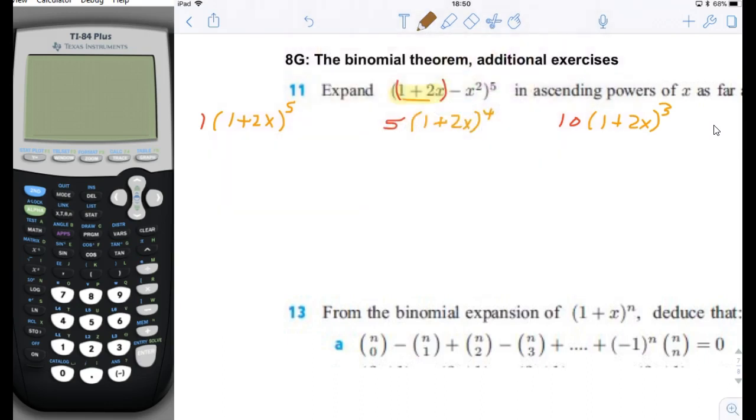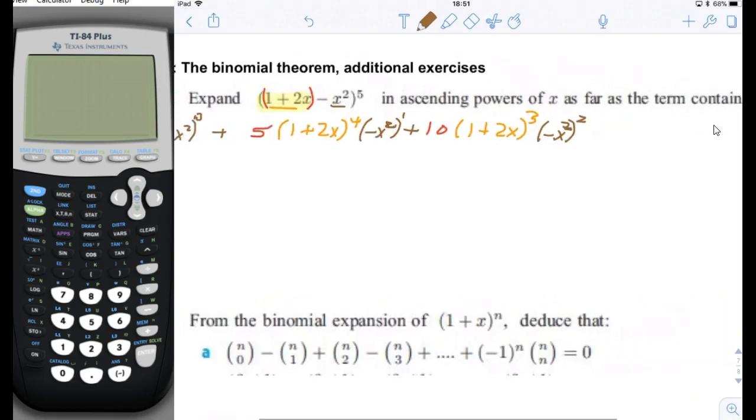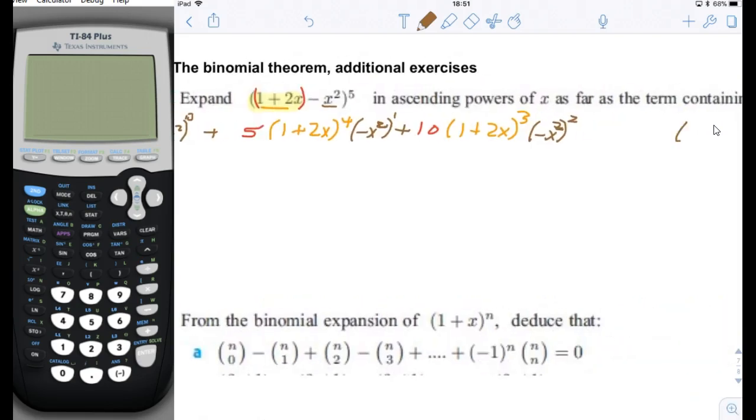And then for negative x squared, we're going to put that to the 0, right? The first term is to the 0. And then the second term is to the first. And the third term would be negative x squared to the second. Okay. And in the next term, I would have negative x squared to the 3rd, right?